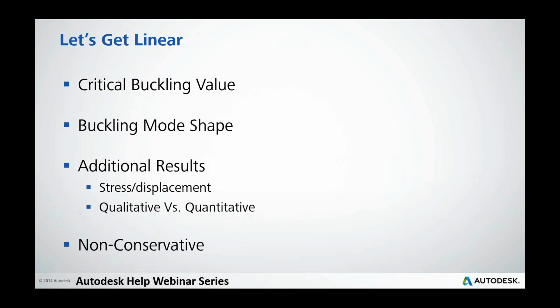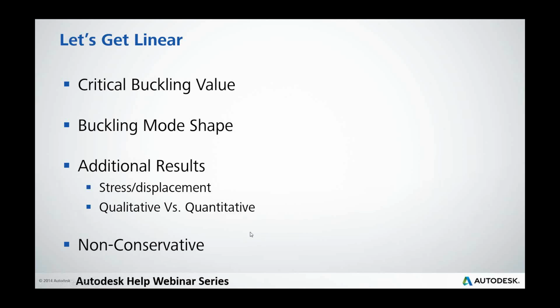So discussing the linear solutions that we have, when you're doing the critical buckling analysis type, you're going to get a critical buckling value. You're also going to get the buckling mode shape. And as I spoke to earlier, you're going to get some additional results. You'll get this displacement result, and I want to emphasize this is merely qualitative. So those values that you are getting are not necessarily real. We're just looking at the shape that we're getting.